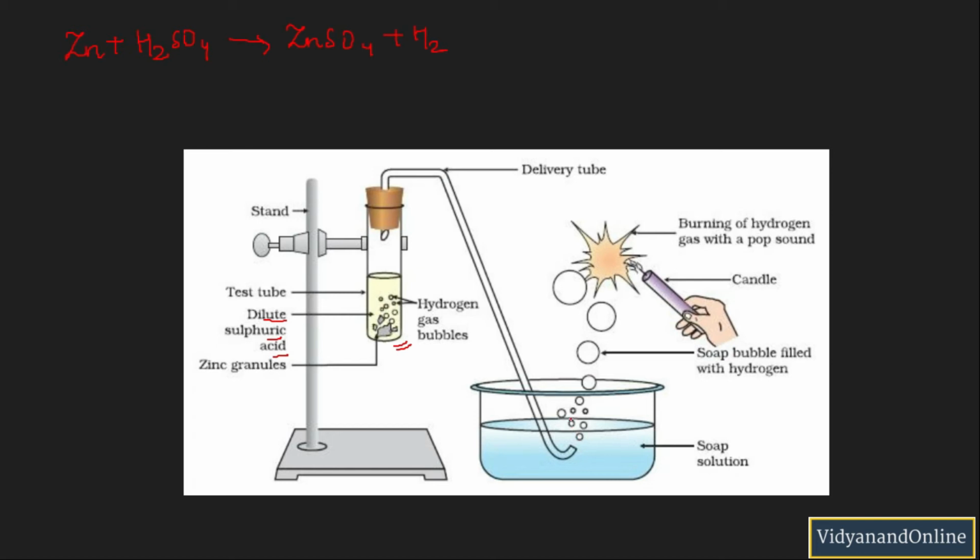So now the bubbles which come out here contain hydrogen gas, and if you bring this burning candle near the bubble containing the hydrogen gas, then the bubble will burst with a pop sound, and we know that this pop sound is created by the hydrogen gas only. So what will be the test for hydrogen gas? Whenever you bring a burning matchstick or a burning candle near the bubble, and if the bubble bursts with a pop sound, it means that the bubble was of hydrogen gas.